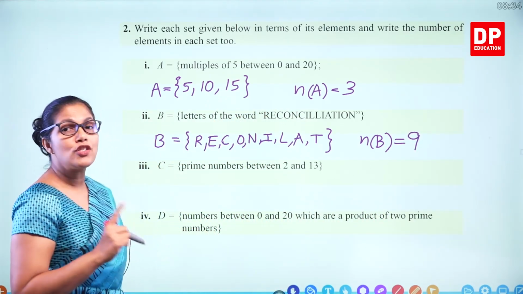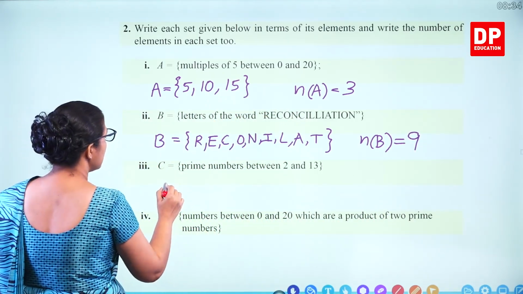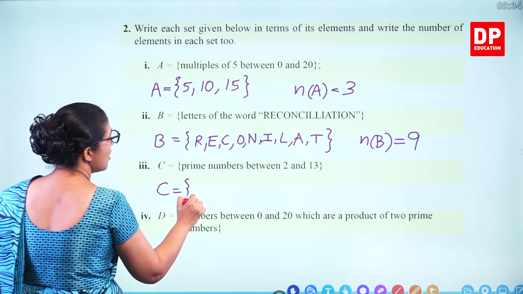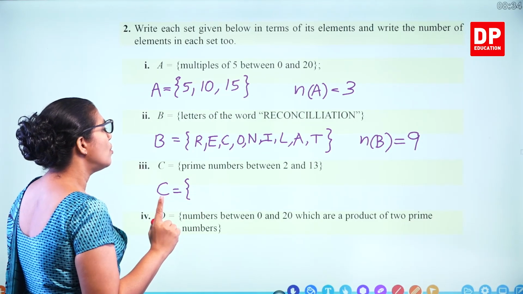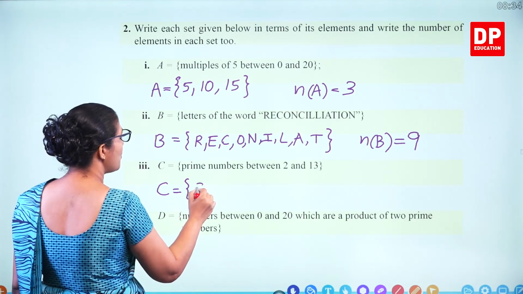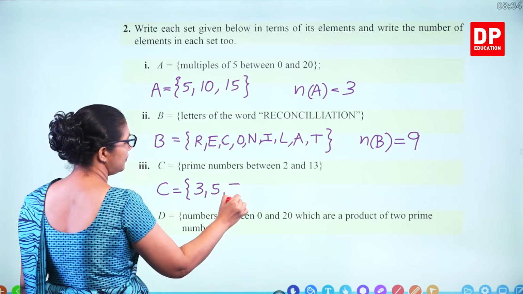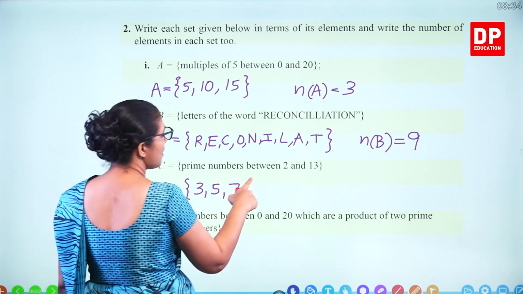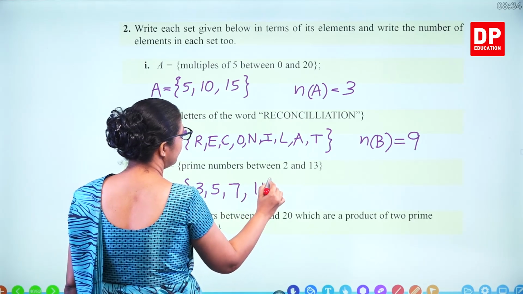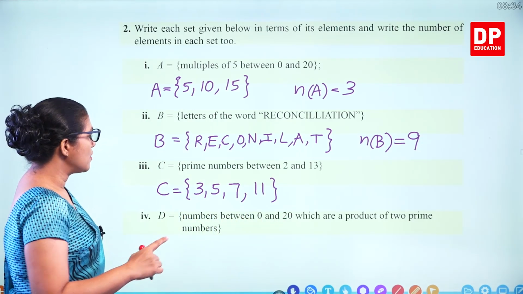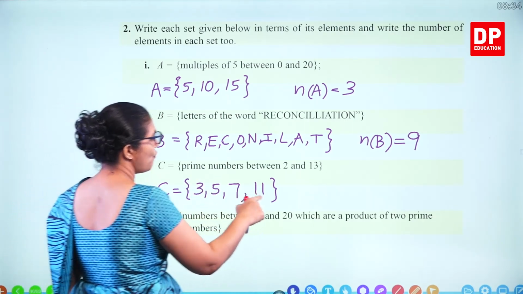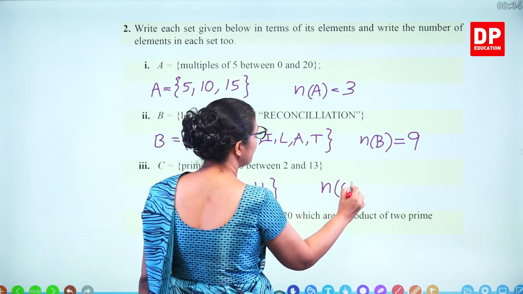C. Prime numbers between 2 and 13. In between 2 and 13 means you can't take 2 or 13. So 3, 5, 7, 11. Numbers between. So here count 1, 2, 3, 4. So NC is 4.